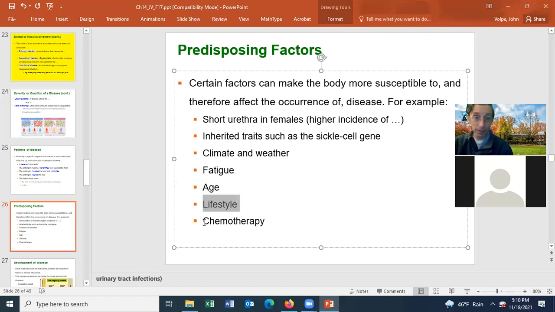And then chemotherapy and other harsh hospital treatments can affect whether you're more susceptible to getting a disease or not. Chemotherapy tends to weaken the immune system. And if your immune system is weaker, you're more likely to come down with the disease. Any question about any of that?